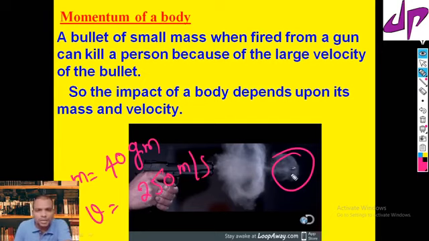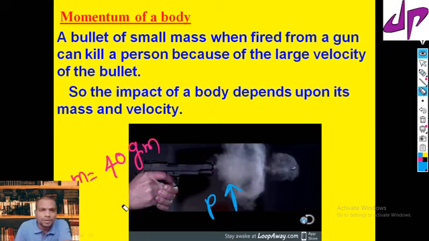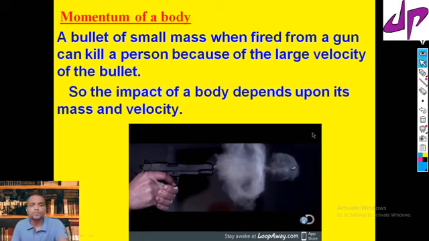So even though the bullet has small mass, because of the greater velocity, its momentum is more. So that's the reason the small mass of a bullet when fired from a gun can kill a person, because of the large velocity of the bullet. So the impact depends upon the mass and the velocity. So this is what we learn about momentum.